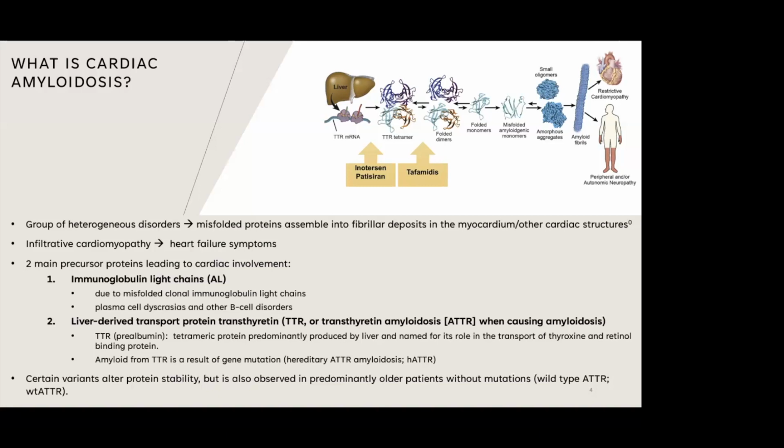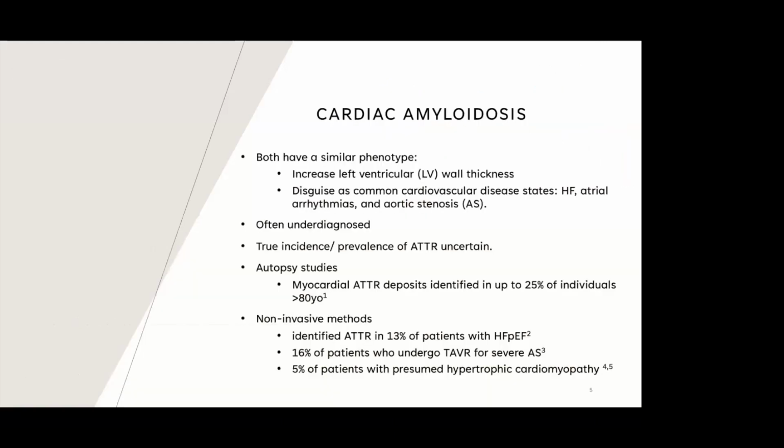Sometimes when we get amyloid from TTR, it can be a result of a gene mutation, and usually we refer to this as hereditary ATTR amyloidosis. Another variant we can think about are those that alter the actual protein stability. This is something we see in older patients who don't necessarily have a mutation, and we refer to this as wild type ATTR. Both the AL and ATTR amyloid have similar phenotypes.